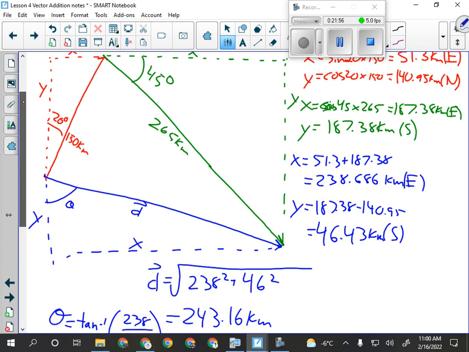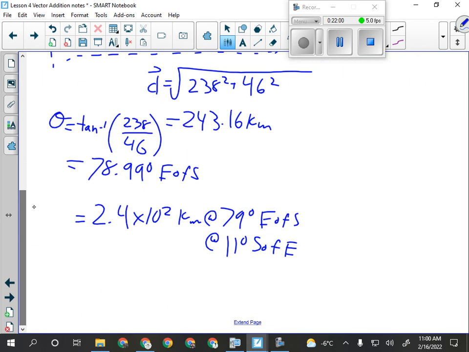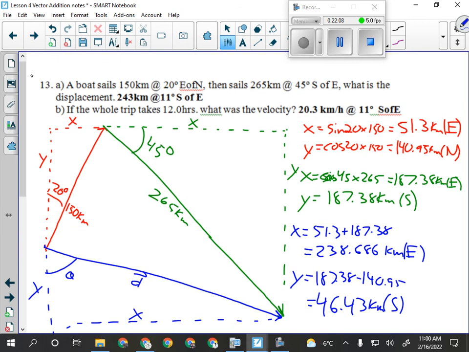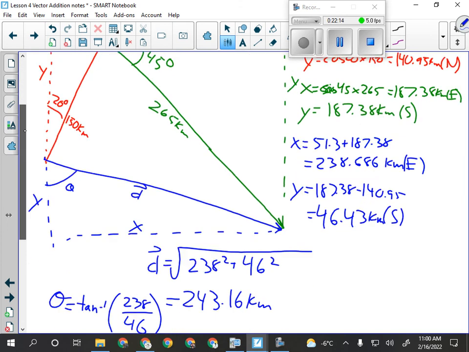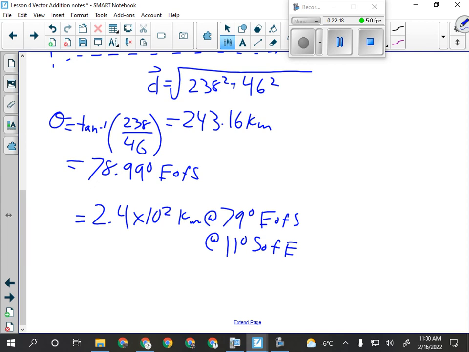So for part B, it's asking us, this whole trip takes 12 hours. Okay, so we'll take our 2.4 and divide it by 12, okay, which should give us our 20.3 kilometers, actually just be 20 kilometers per hour at 11 degrees south of east, okay, or at 79 degrees east of south. Okay. Everybody all right with that?